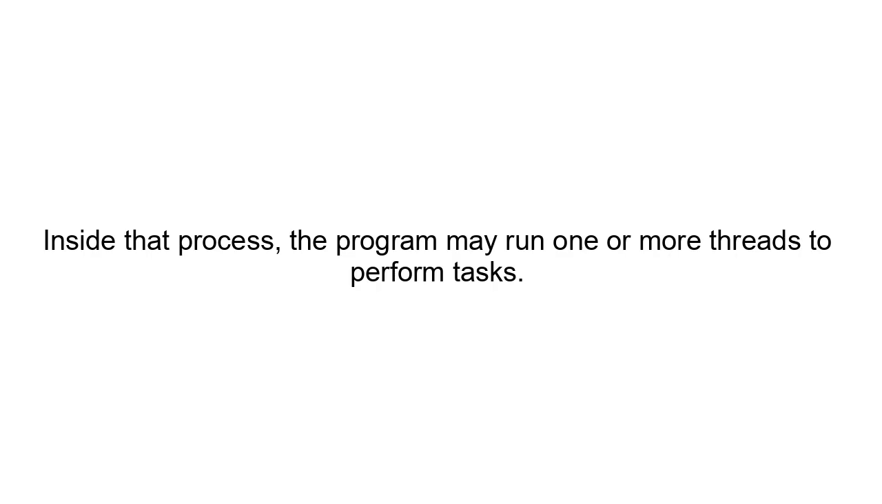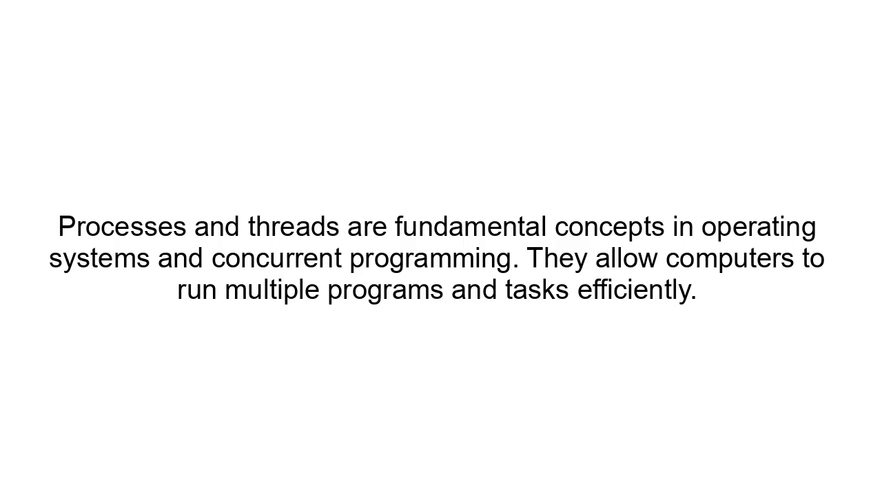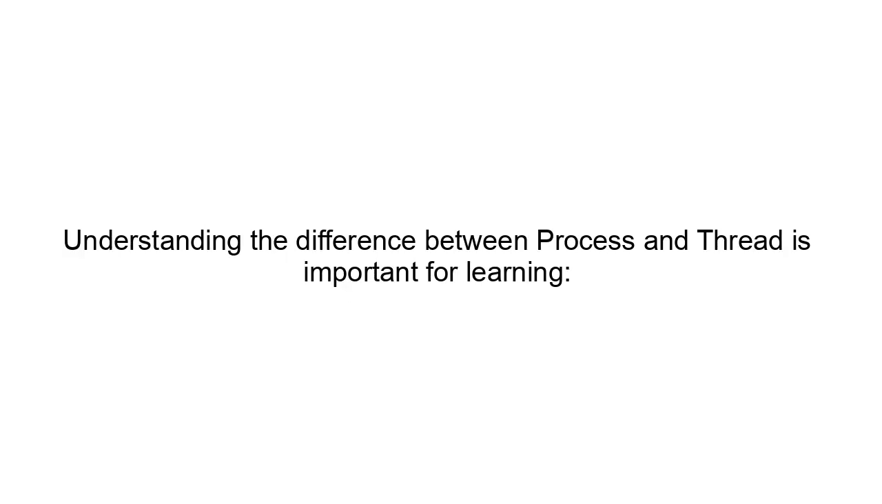Processes and threads are fundamental concepts in operating systems and concurrent programming. They allow computers to run multiple programs and tasks efficiently. Understanding the difference between process and thread is important for learning multithreading, concurrency, parallel programming, and operating systems.